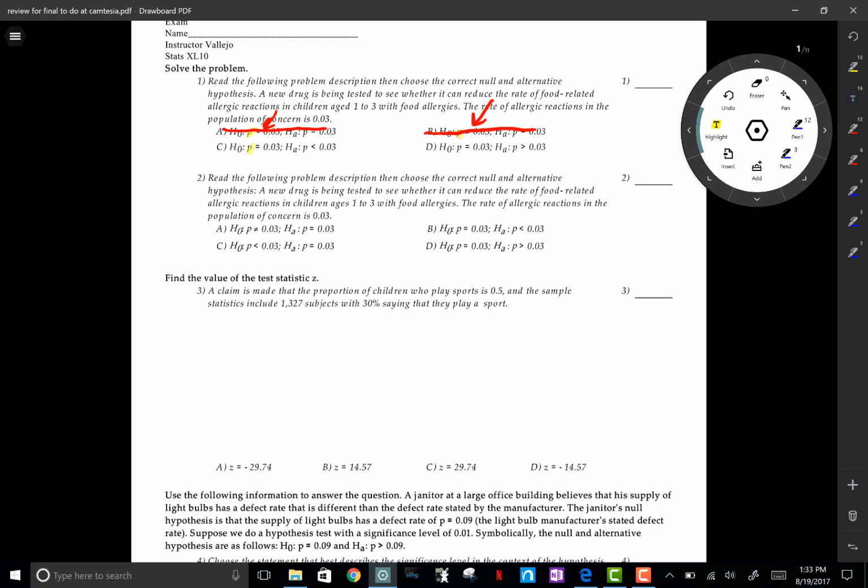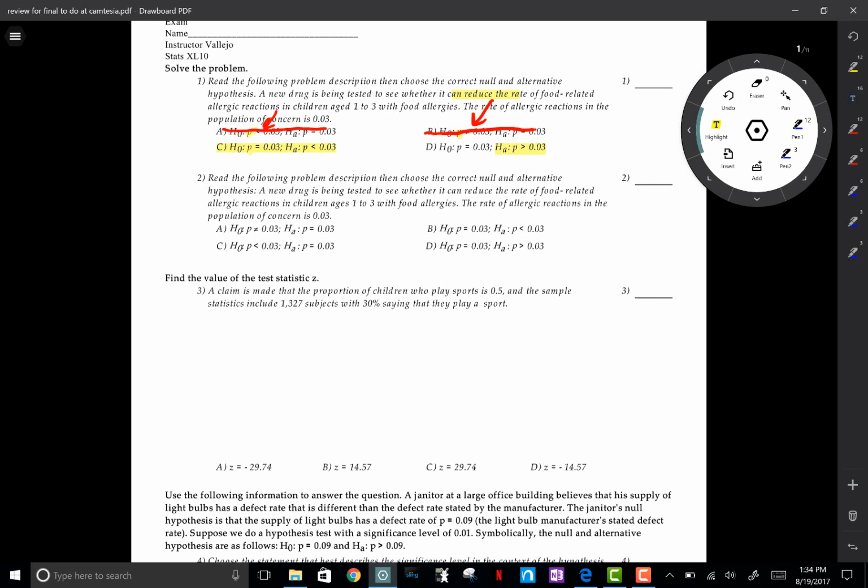So we're down to C or D. C is saying that P is less than 0.03, and D is saying that P is greater than 0.03. What we want to do is look for keywords. Right here, the keyword is reduce. Reduce means that instead of the ratio being 0.03, it should be less than 0.03. So for this one, your final answer should be C: the null hypothesis is that P is equal to 0.03, and the alternate hypothesis is that P is less than 0.03.